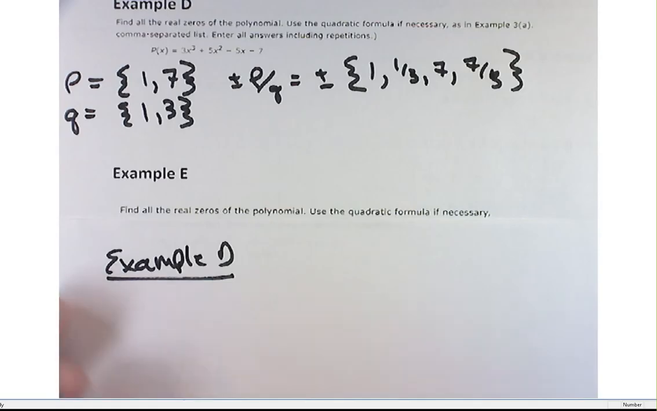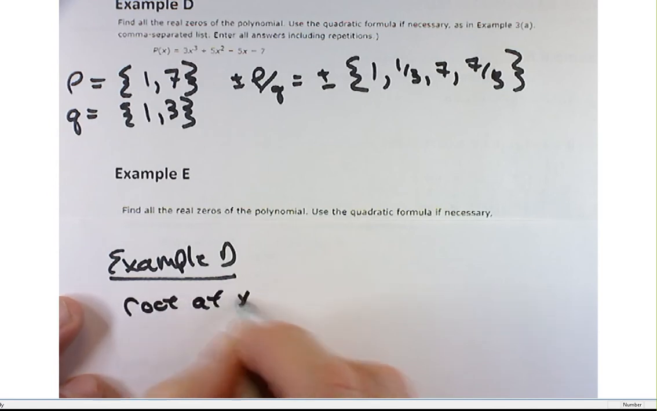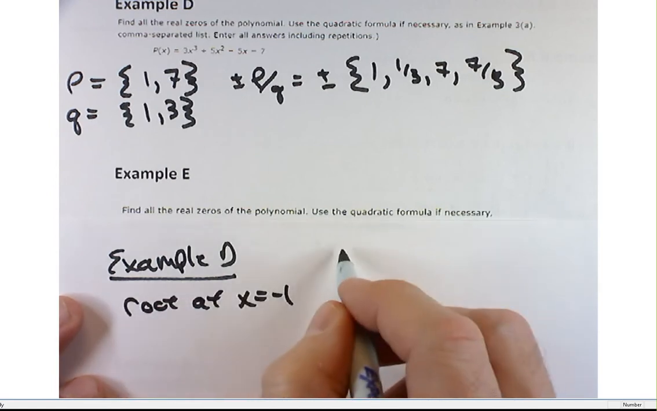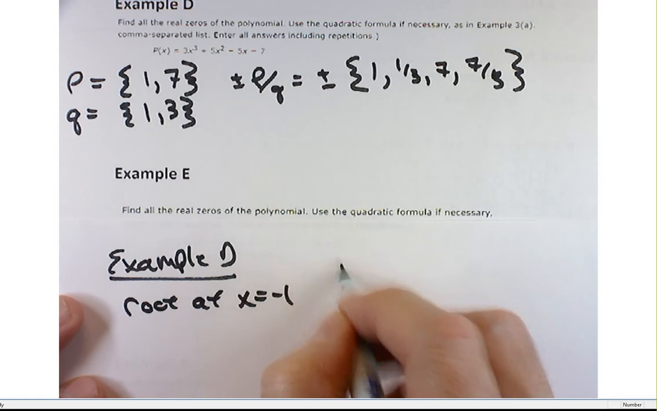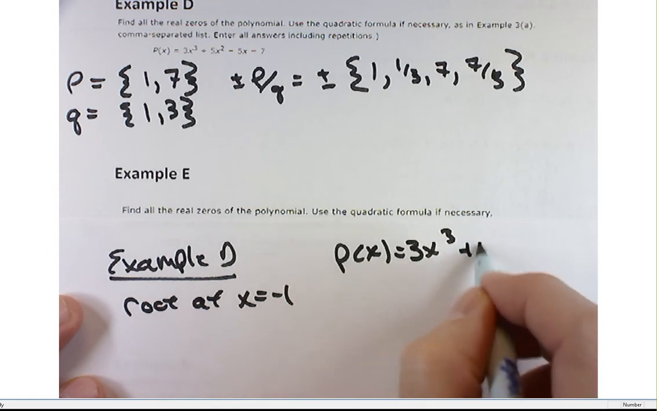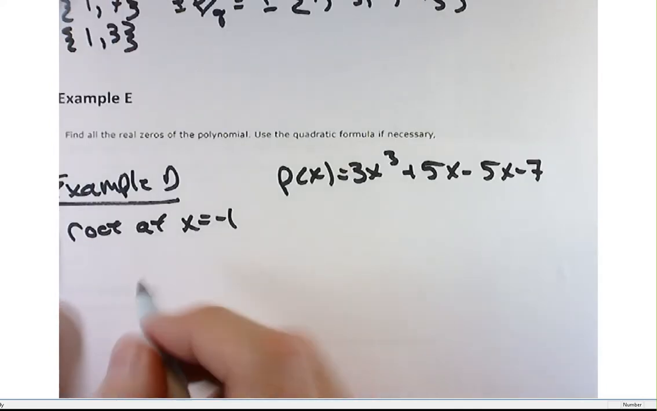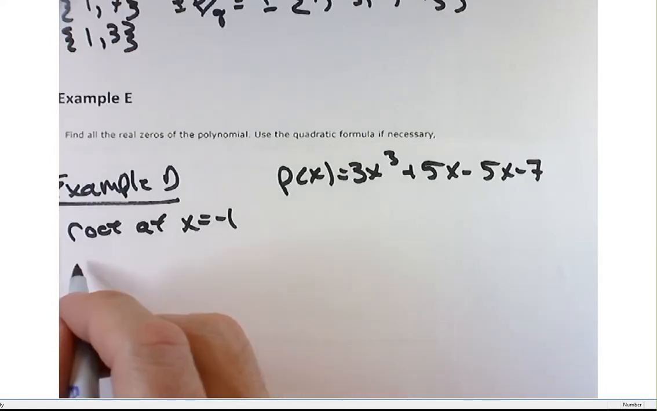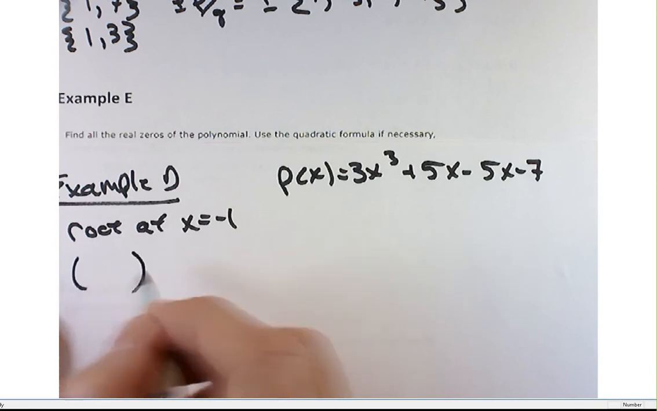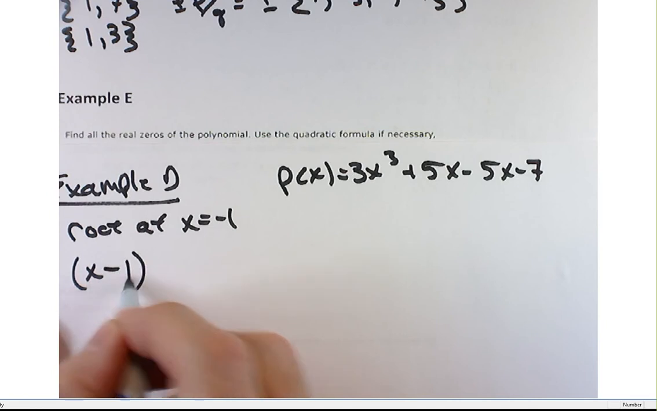So example D, we've got a root at x equals -1. This polynomial, P of x equals 3x cubed plus 5x squared minus 5x minus 7. A root at x equals -1 corresponds to what binomial? X plus 1.